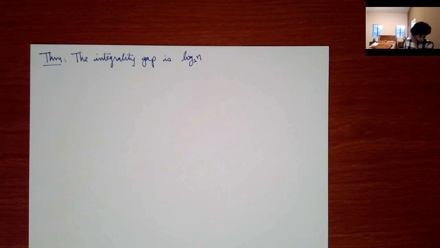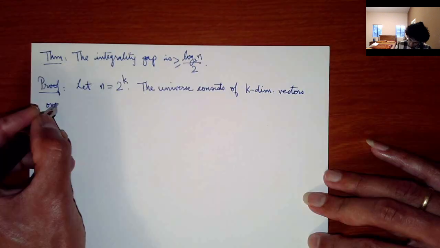The construction here is much more sophisticated, so please pay attention. It's a bit of a tricky construction. So we'll just let n be a power of 2, so it's 2 to the k. The universe consists of k-dimensional vectors over F2, the binary field.